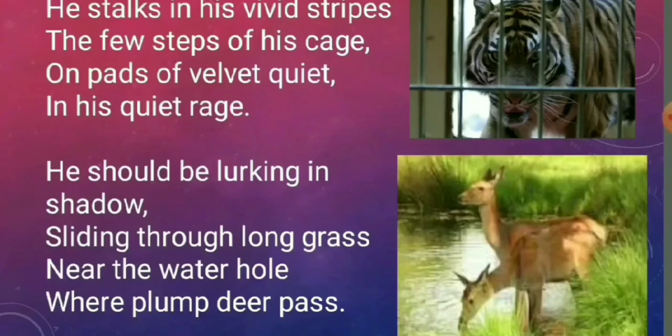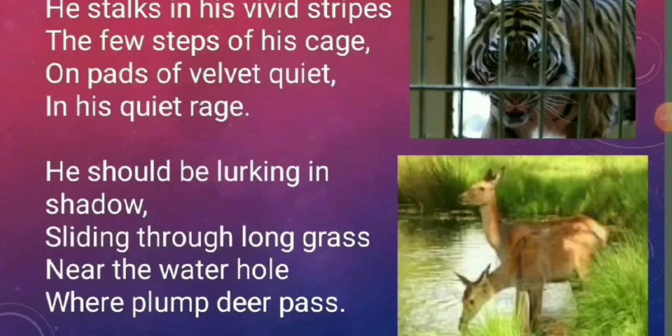He stalks in his vivid stripes the few steps of his cage, on pads of velvet quiet, in his quiet rage. Here the poet says that the tiger that is confined in a zoo has limited place to move. It moves around in the cage under his bright colored skin. He further says that the tiger can take only a few steps because the cage is very small and it is not easy to move in it.